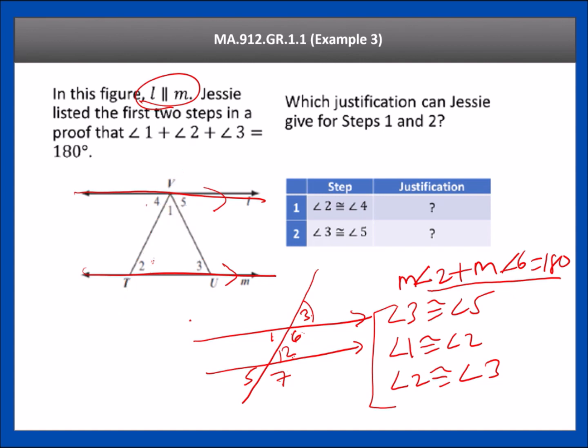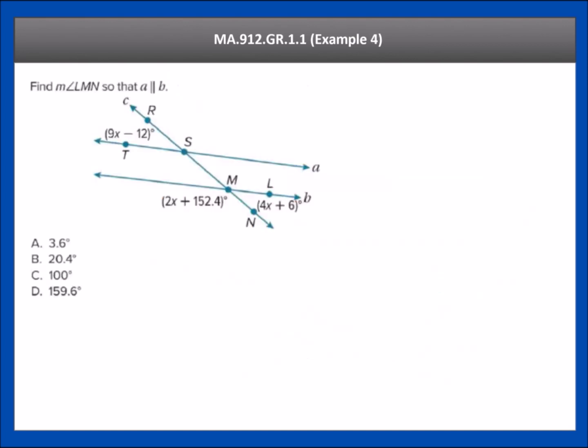So in any case, this is going to be the alternate interior angles theorem for both of them. Okay, so 2 and 4 and 3 and 5 are alternate interior angles, because if I ignore this, I can draw this line, and these are alternate interior. All right, so the justification for both of them is the alternate interior angles theorem.